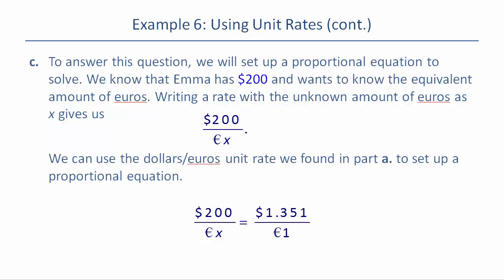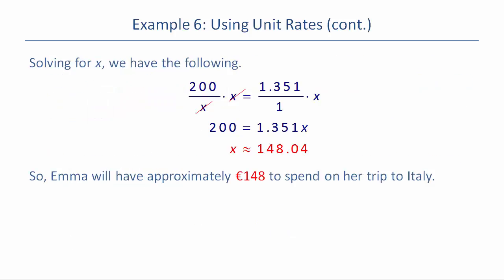Part C, we want to figure out how many euros we're going to get for $200, and we simply set up our ratio and do our multiplication. And you can see that because we have a 1 here, that doesn't do anything. We're basically going to multiply by x and then divide by 1.35. And all that's going to happen is you're going to have 200 divided by 1.35. You're basically asking yourself how many 1.35s can go into 200, and that's how many euros I'm going to have when I exchange those dollars. And you're going to get roughly 148 euros.